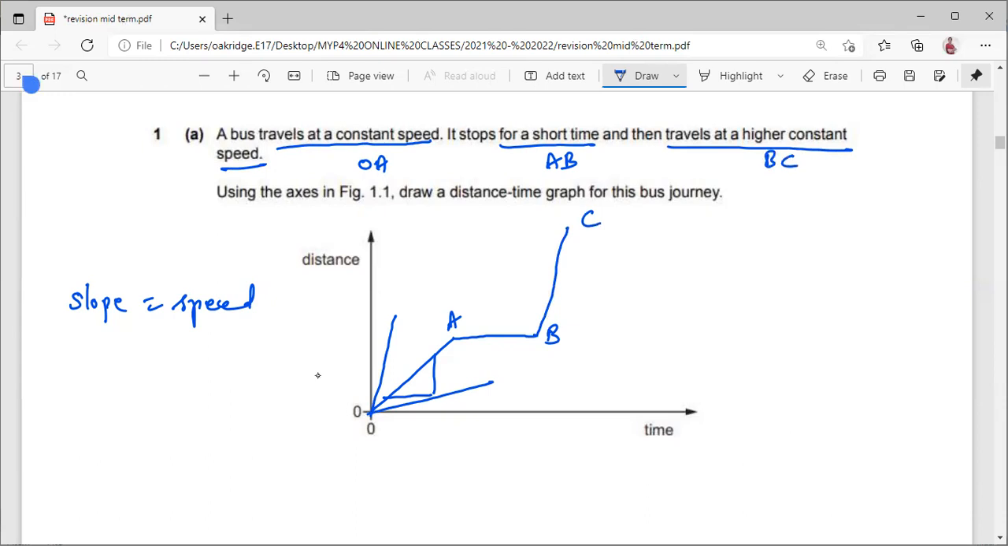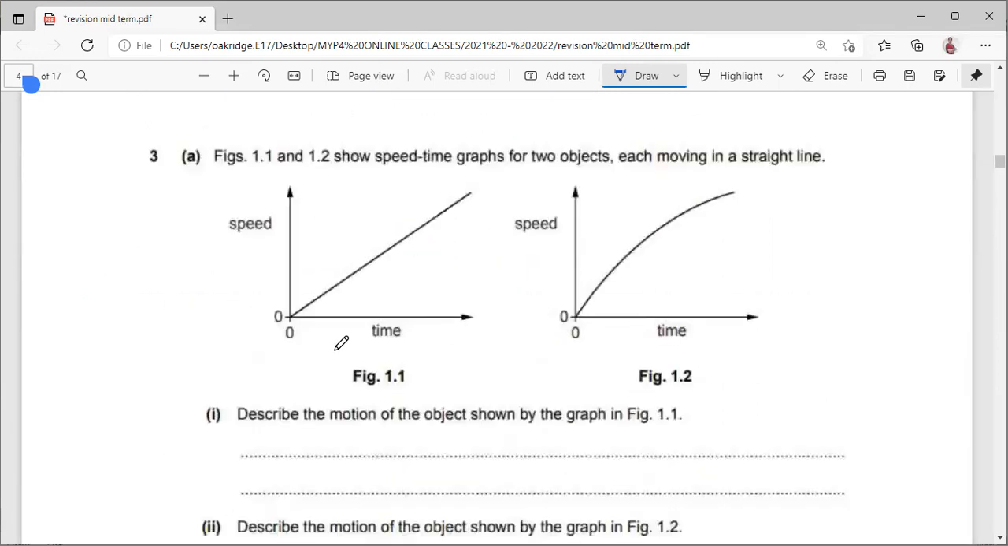Draw a distance time graph for the bus journey. We have drawn it. Right. Next. Figures 1.1 and 1.2 show speed time graphs for two objects, each moving in a straight line. Describe the motion of the object as shown by the graph. This is, remember, speed time. If you take the slope, what do you get here? This is change in speed versus time. What is change in speed versus time? Acceleration. And you see, the slope is a constant because it's a straight line.